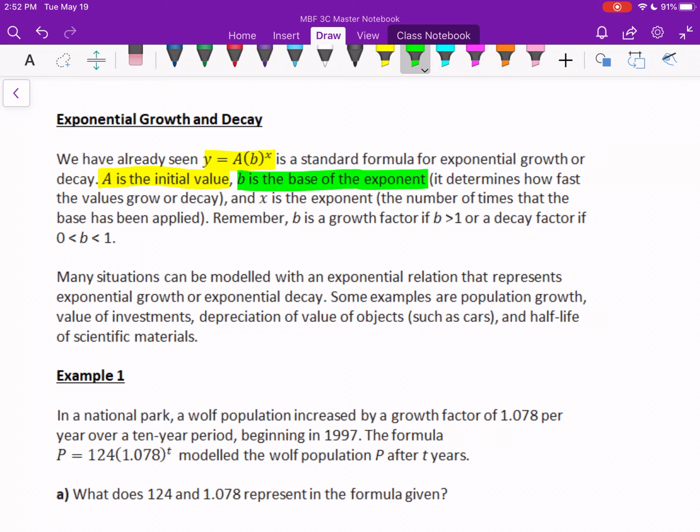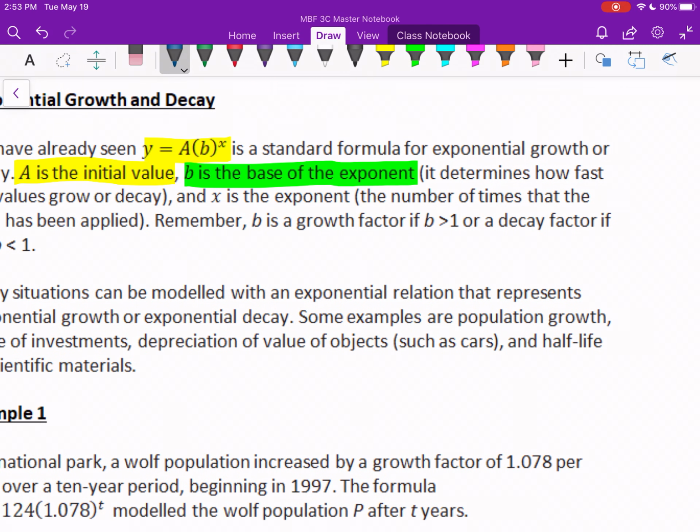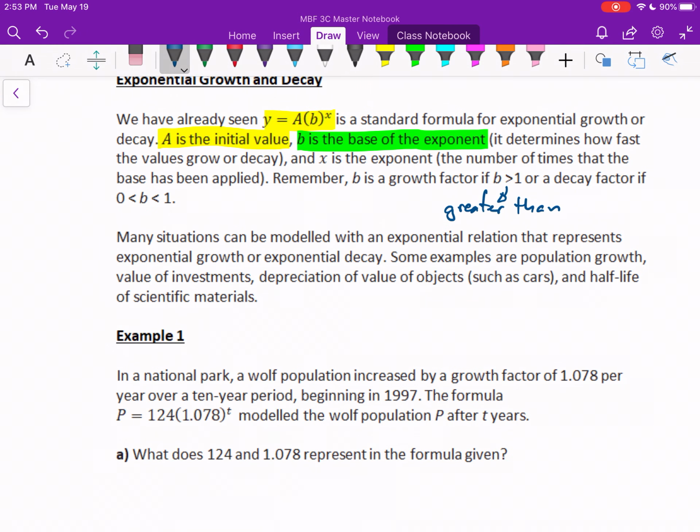Again, think about a simple exponential equation, for example, y equals 2 to the 3. 2 to the 3 simply means that you're going to multiply 2 times itself 3 times. So that's what they mean by the number of times that the base has been applied. It's the number of times you multiply the base by itself, if you're working it out. Remember, b is a growth factor if b is greater than 1. In other words, we've seen this before. This is the greater than sign. And if it's between 0 and 1, then it's going to be decay.